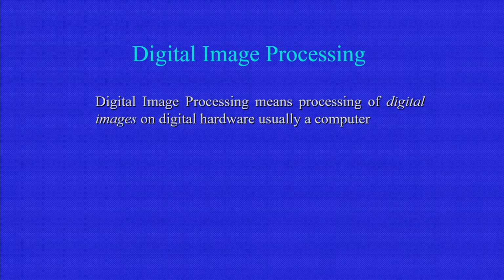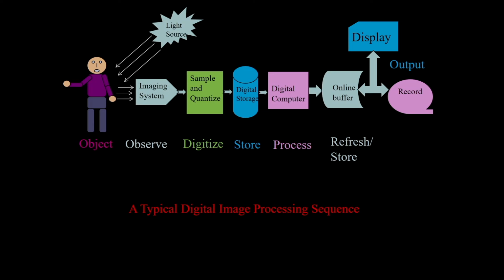So, what is digital image processing? Digital image processing means processing of digital images on digital hardware, usually a computer. So, this is the definition of digital image processing, that is the manipulation of the quantized intensity values, the manipulation of the numbers. Now, here I have shown a typical digital image processing sequence.